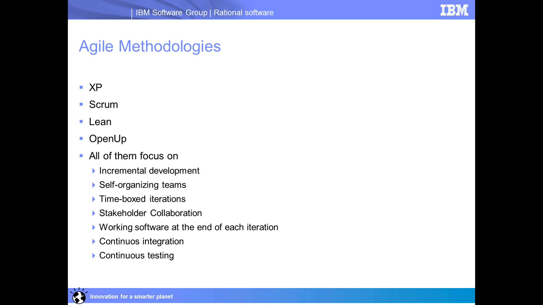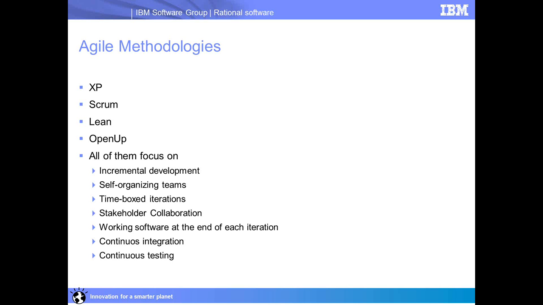Then time box iterations. Time box iterations mean that your iterations usually run from 2 to 4 weeks or maybe 4 to 8 weeks. And in that time, you're done. When you say you're done with a feature, you're done with the feature, you're done with the testing of the feature, you have a demo ready, you have the documentation ready, maybe your translations ready. The feature is ready to go out to the market, right? That's what happens at the end of a time box iteration.